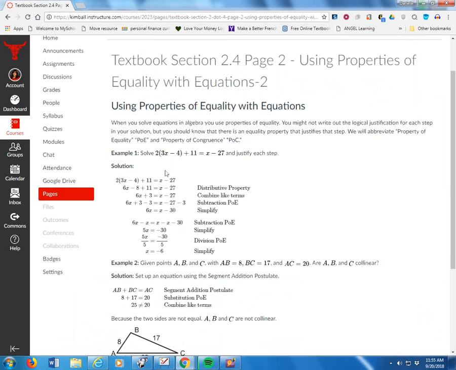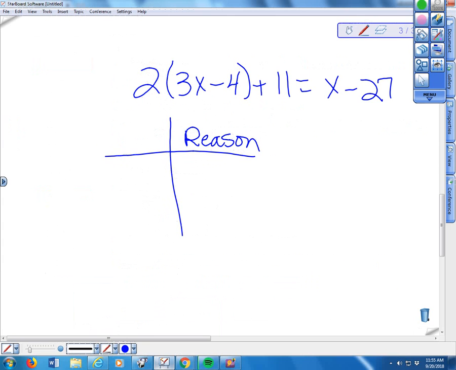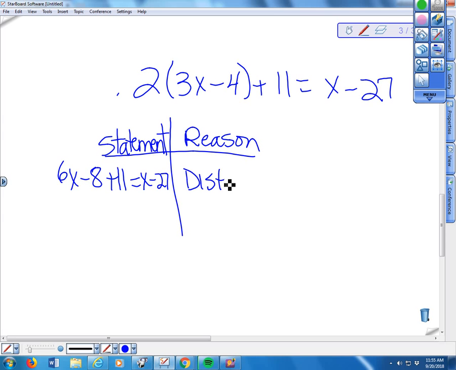Let me go to proofs here. Statement. So what's the first thing you would do to solve this equation? Distribute, right? To get 6x minus 8 plus 11 equals x minus 27. The reason: distributive property of equality. Make your life a little easier and shorten things up. All I'm doing is what we've already done in Algebra 1, but now I'm justifying every step. That's what a proof is.